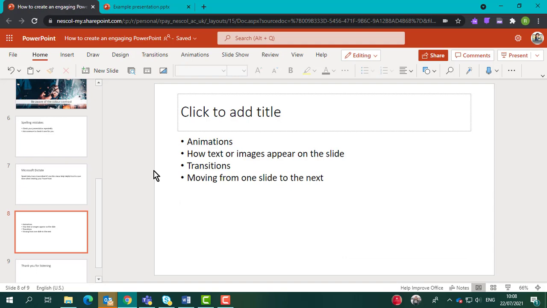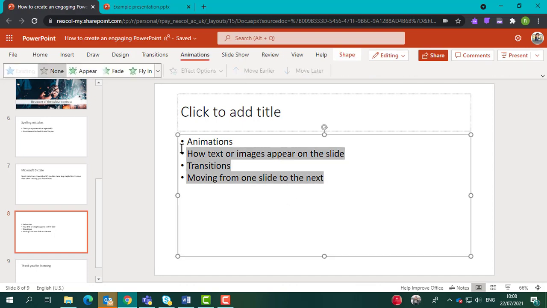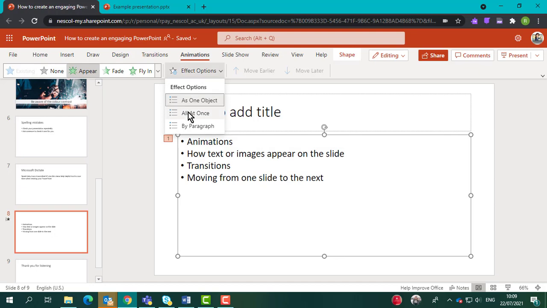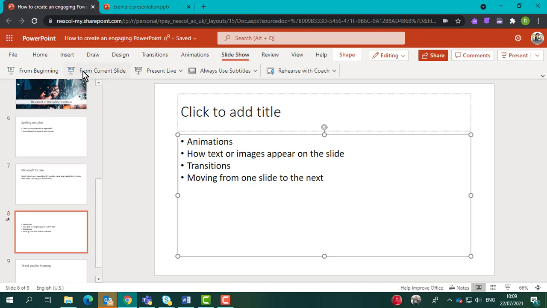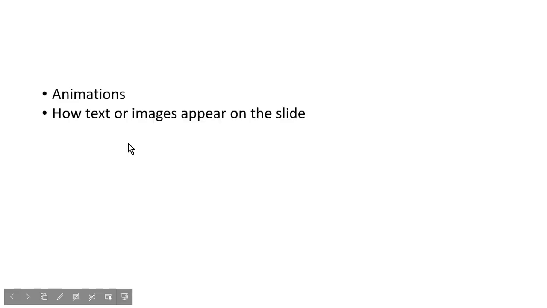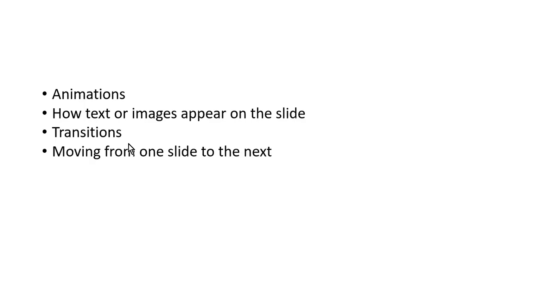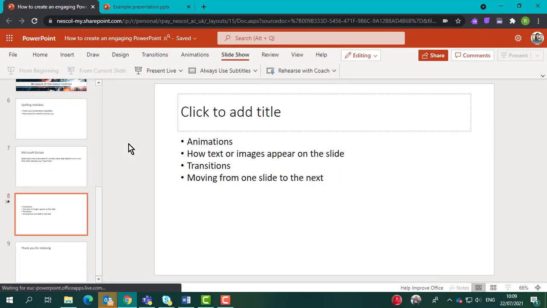Animations can help ensure that your presentation is easy to follow, as you can make each bullet point appear one at a time. So select the text you want to animate, go to the Animation tab and then choose one of these options. And then if you go to Effect Options and then choose by paragraph, that will ensure that each bullet point will appear one at a time. And to check that's worked, go to Slideshow and View from Current Slide. And you can see that's worked as I wanted it to.